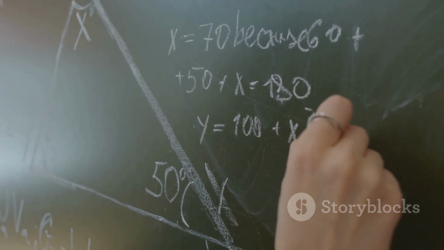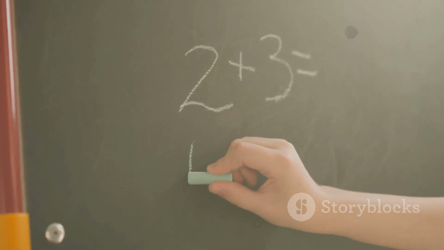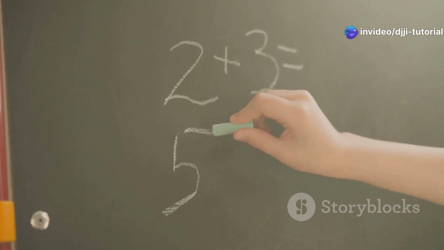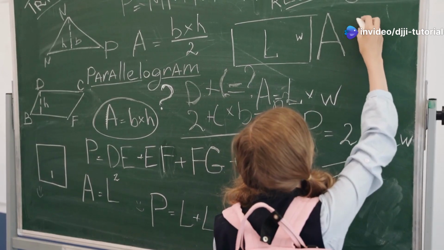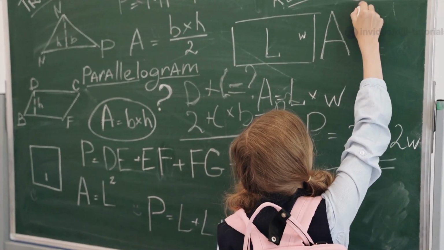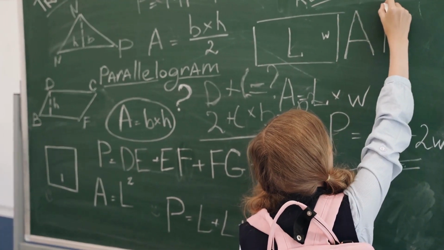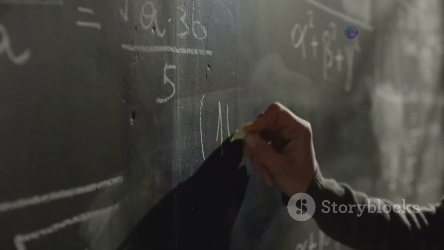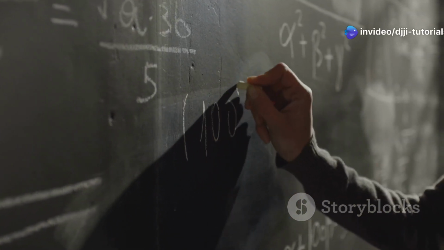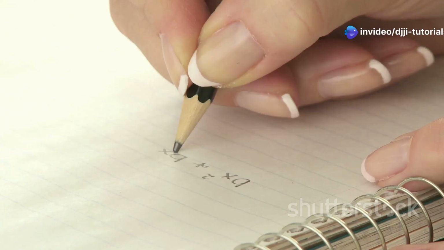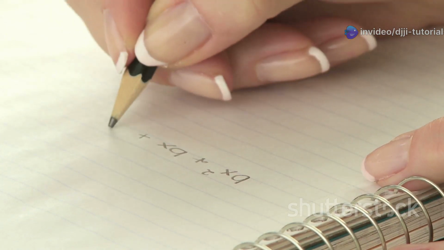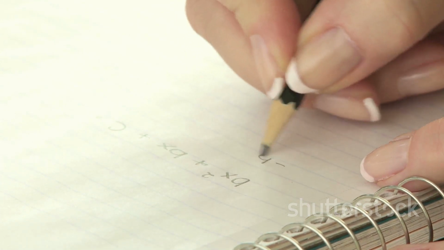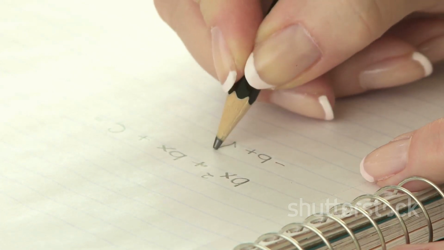Here's a more detailed breakdown. Numbers represent specific numerical values, for example 5, 12, or -3. Variables are letters like x, y, and z that represent unknown values that can change, for example x or 2y. Mathematical operators are symbols indicating operations like addition, subtraction, multiplication, division, and exponents. Terms are parts of an expression that are separated by plus or minus signs. For example, in the expression 3x plus 5, 3x and 5 are terms.